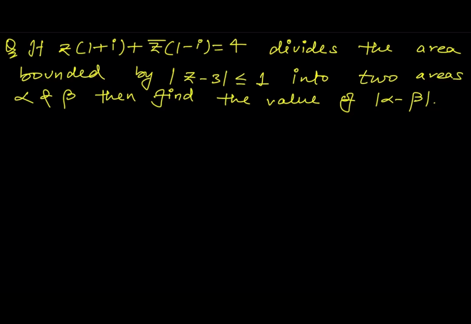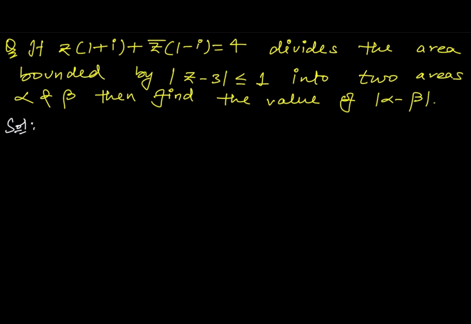So let's start. So bachche, first question is from complex numbers and the question states: if z times (1 plus iota) plus z bar times (1 minus iota) is equal to 4, divides the area bounded by mod of z minus 3 less than or equal to 1 into two areas alpha and beta, then find the value of mod alpha minus beta.